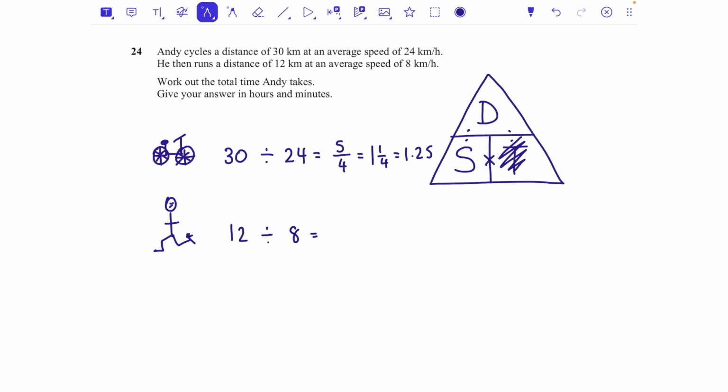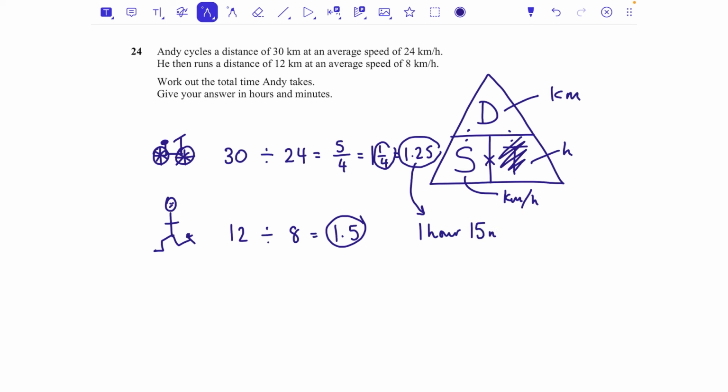Now, those times are in hours. You did distance in kilometres and you divided it by the speed in kilometres per hour. So matching up the units, the time would need to be in hours. So we've got 1.25 hours and 1.5 hours. Now think very carefully. 0.25 of an hour is not 25 minutes. It is a quarter, same as we've got here. So 1 hour and a quarter is 1 hour and 15 minutes. It's not 25 minutes. It's a quarter of an hour, which is 15 minutes.